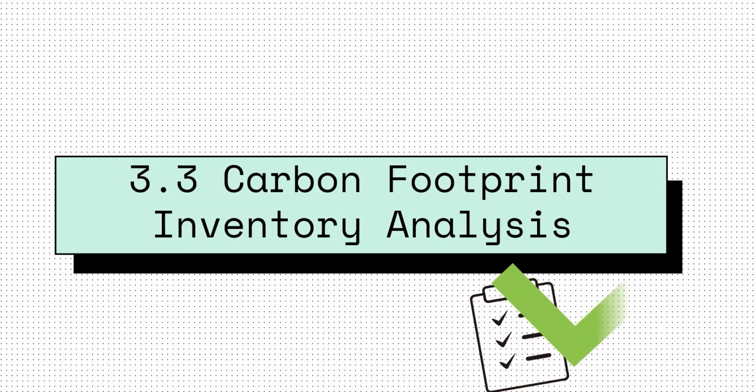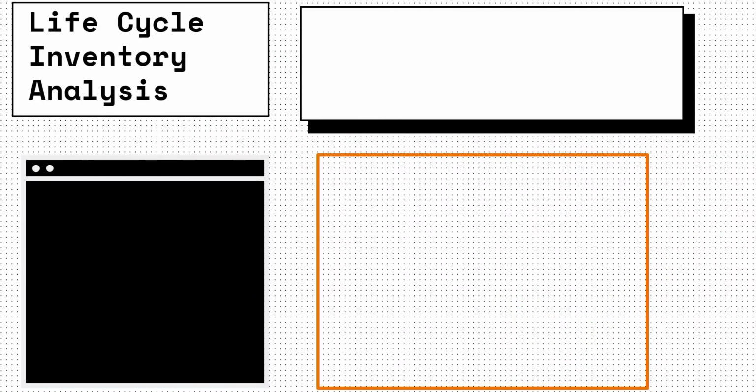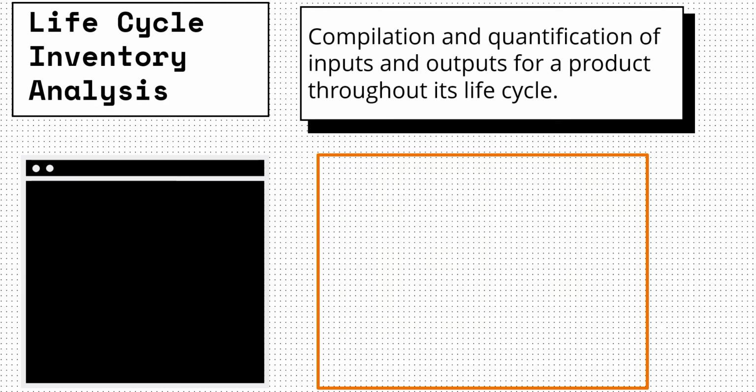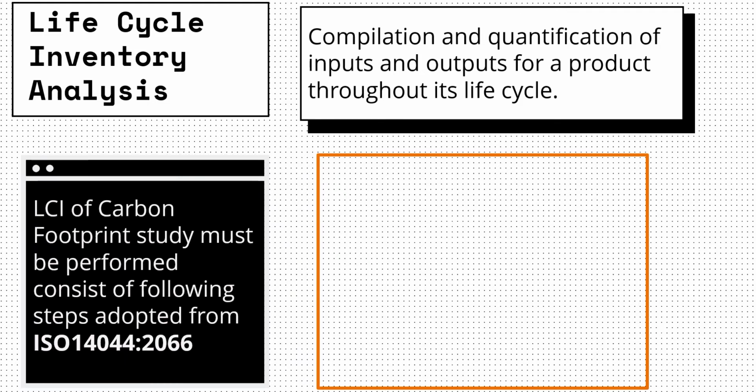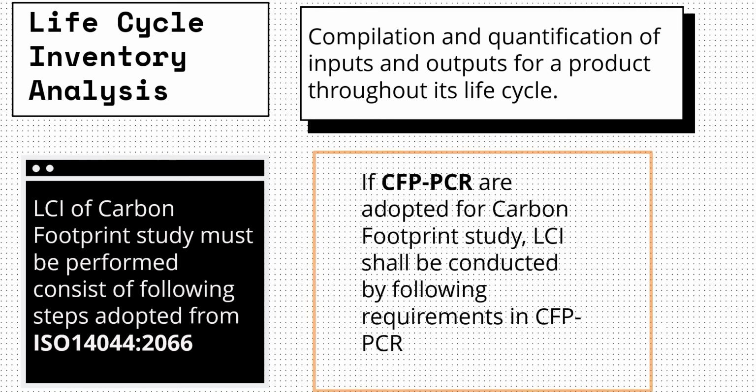Carbon footprint inventory analysis. Life cycle inventory analysis is a compilation and quantification of inputs and outputs for a product throughout its life cycle. Carbon footprint life cycle inventory analysis must be performed by following steps adapted from ISO 14044:2006. However, if carbon footprint of product category rules, CFP PCR, are adopted for the carbon footprint study, the life cycle inventory should follow the requirements in the CFP PCR.